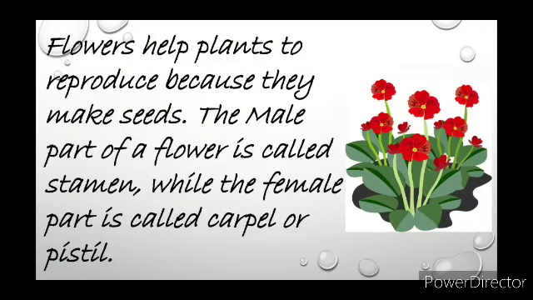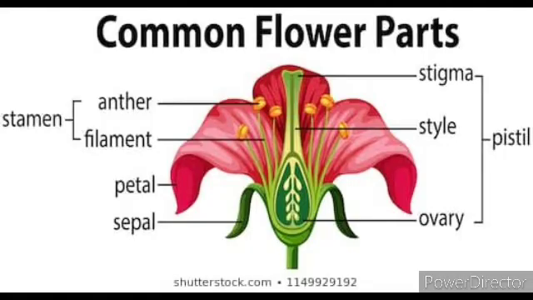Flowers. Flowers help plants to reproduce because they make seeds. The male part of a flower is called the stamen, while the female part is called the carpel or pistil. Flowers have different parts, which are the anther and filament, the stigma, the style, the ovary, the petal, and the sepal.